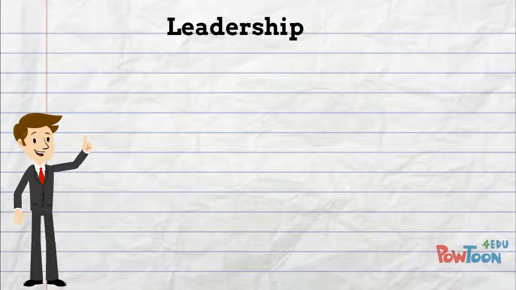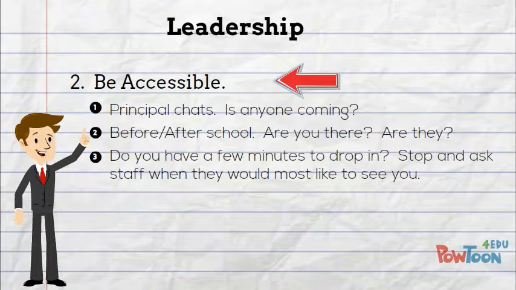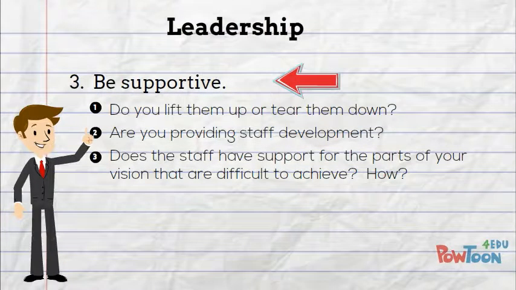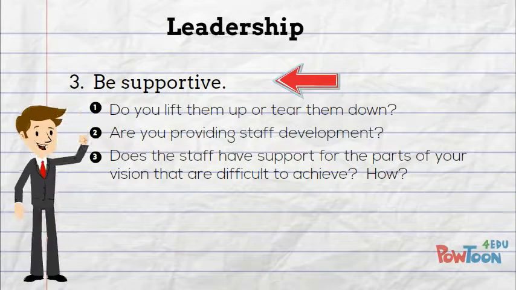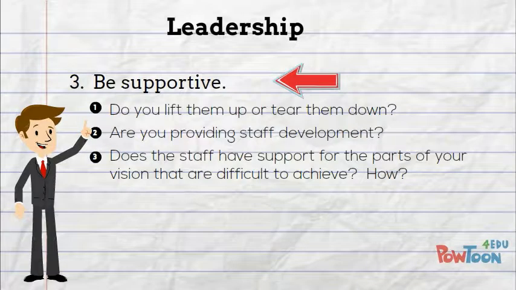Everyone wants access to the leader. It's important that you as a leader are accessible through things like principal chats or before and after school meetings. Perhaps you could drop by certain classrooms and stop in to ask when staff would most like to see you. It's important for a leader to be supportive of their staff. Are you lifting them up or tearing them down? Are you giving them enough professional development? Does the staff have the support they need to carry out your vision? And how will they do it?